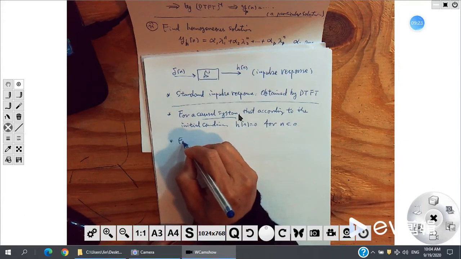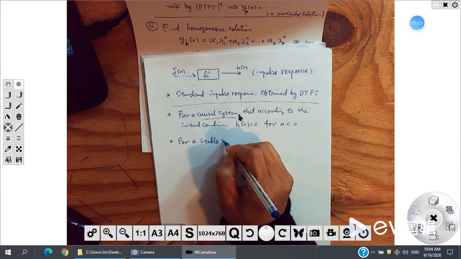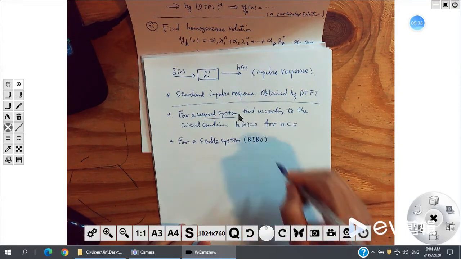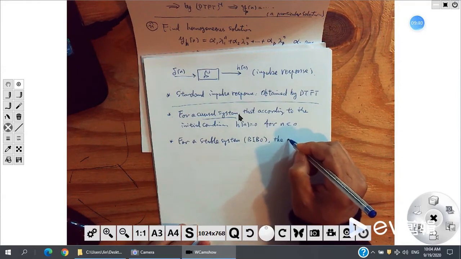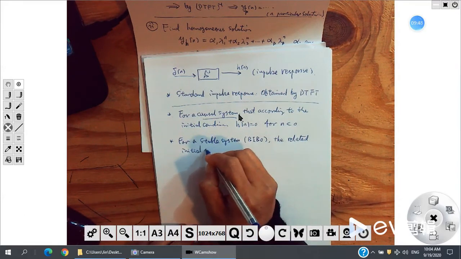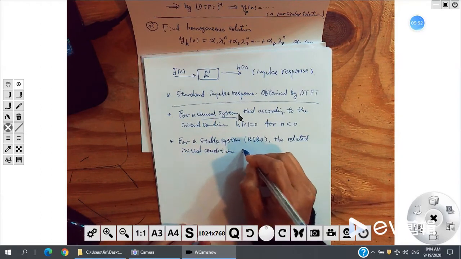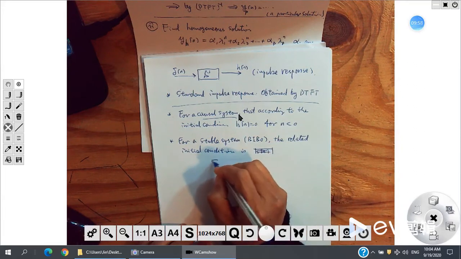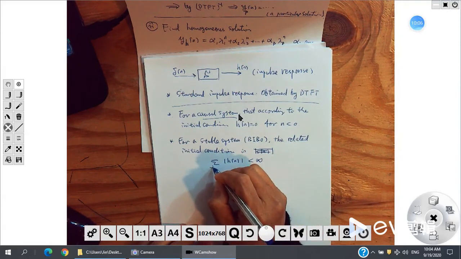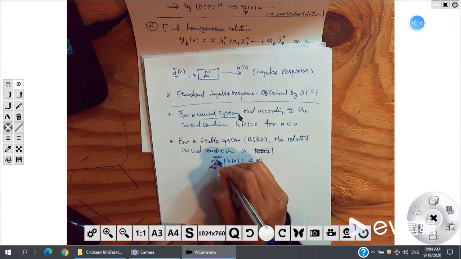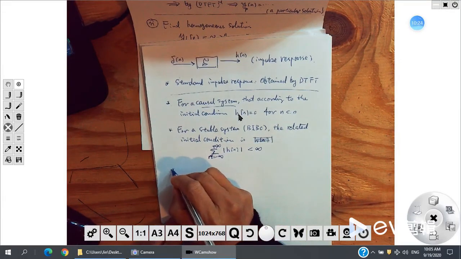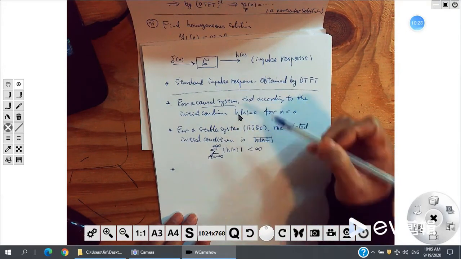And for a stable system, remember what is stable? BIBO: bounded input should imply bounded output. For a stable system, the related condition is that the summation of the absolute value of h[n] is a finite number, for all n running from negative to positive infinity. This is for stable. And sometimes we have another one, the opposite of causal, which is the anti-causal system.